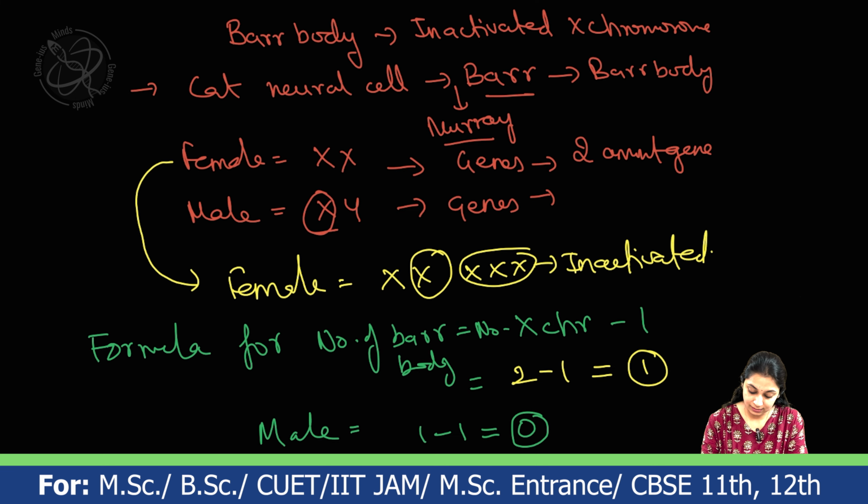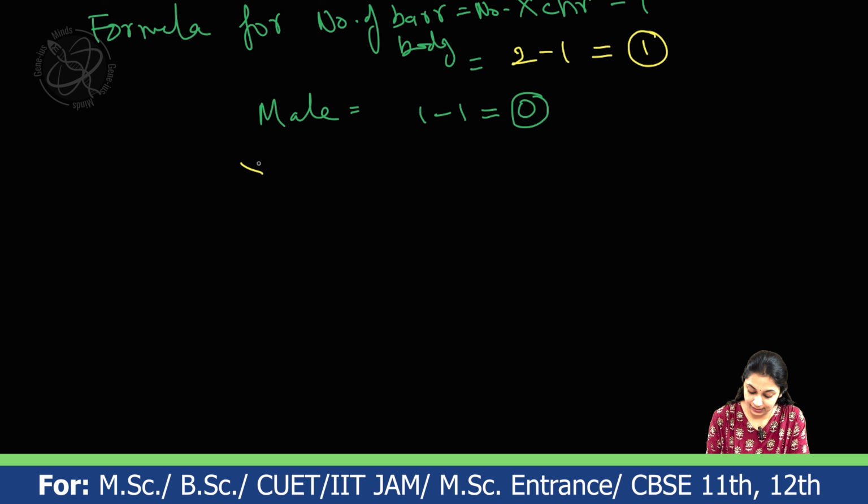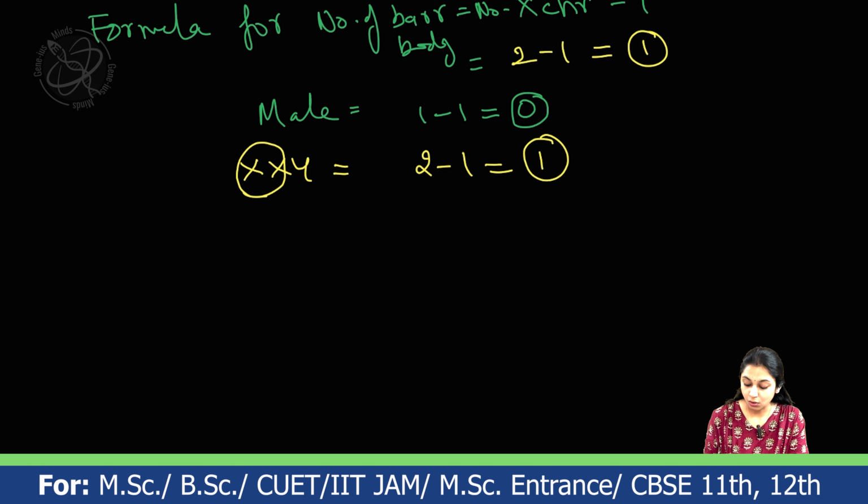Now, take the case of Klinefelter syndrome, where the chromosome complement is XXY. How many X chromosomes are there? 2. 2 minus 1 is 1. So all individuals suffering from Klinefelter syndrome will have the presence of one Barr body per cell.